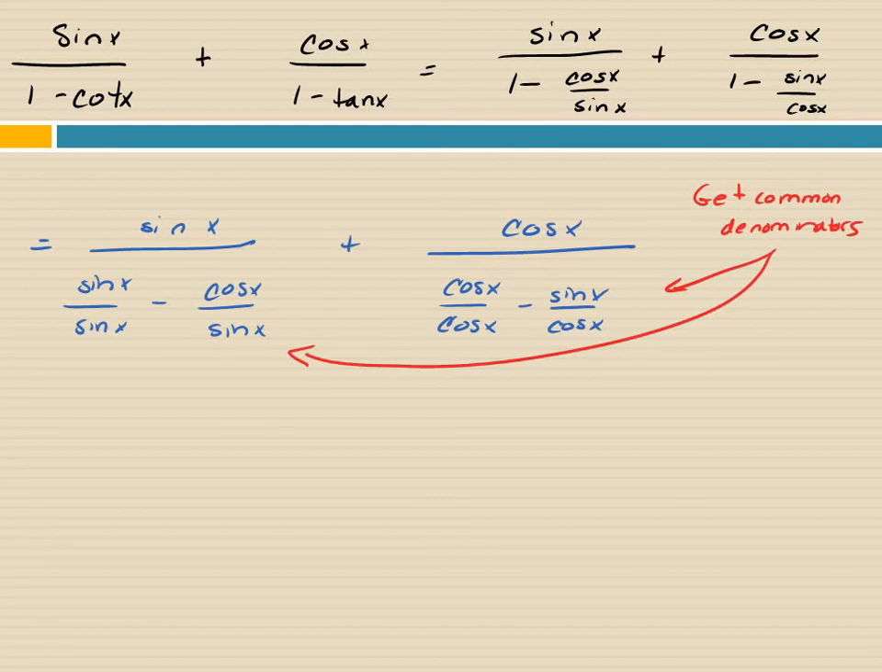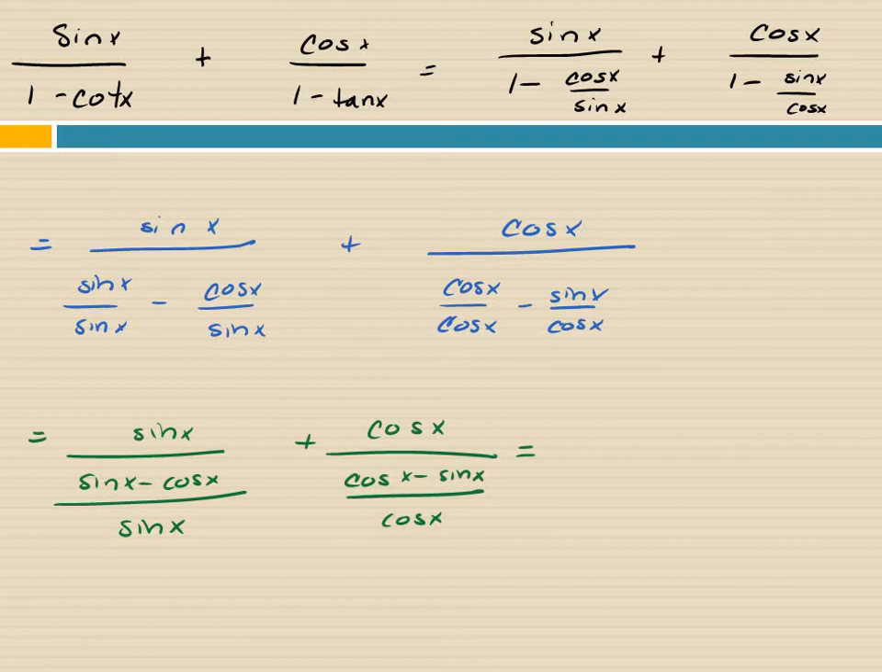And then, like I did on the previous problem, I got common denominators. So the one over here changed to sine over sine, so these two bottoms were the same. And the one over here changed to cosine over cosine, so the bottoms are the same. Got the bottoms the same, big mess, but I have a fraction over a fraction. I invert the denominator and multiply.